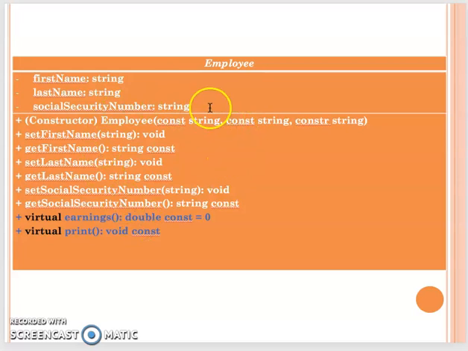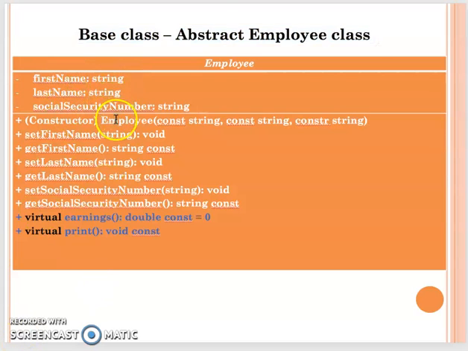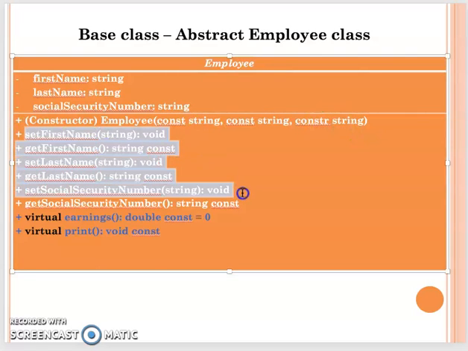Actually, now we move all the common information to the employee class. So this one is our base class. In this base class, we have the first name, last name, and the social security number. For the employee constructor, we will pass in the first name, last name, and the social security number. Of course, we have their getter function and the setter function. So they are very similar to before, then we have the commission employee.